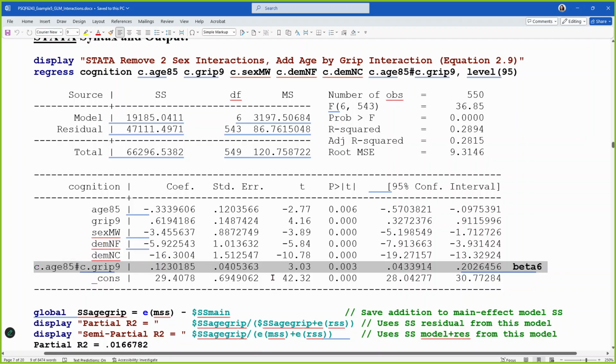Now, what does it mean? Subtract those. The difference in the R squares between this model and the one without the interaction term would directly tell you the change in R square. That is also the semi-partial R square for the interaction. It's one and the same. It's the amount of the R square this term is responsible for.